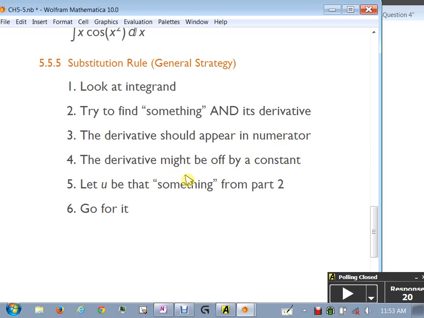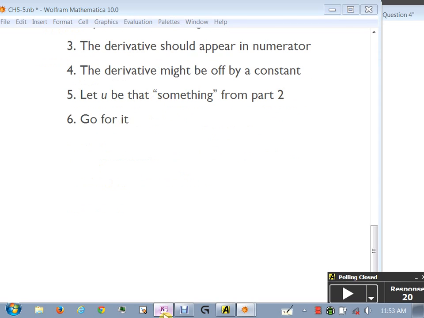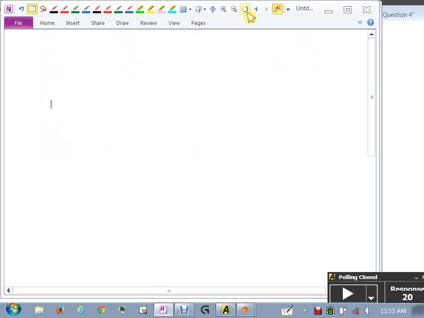The derivative might be off by a constant. So if you're off by a constant, it's okay. What we'll do is once we've identified something and its derivative, we will make a substitution, which is why we call this substitution. That something that we saw, we will call it u. And then we see what happens. All right, that's the basic idea. Look for something and its derivative, replace that something with u, and then go to work. So let's begin with that one that I have right here. Start it brand new. Here's an example. I would like to know what the antiderivative of this is.